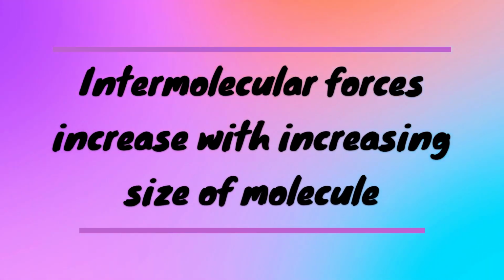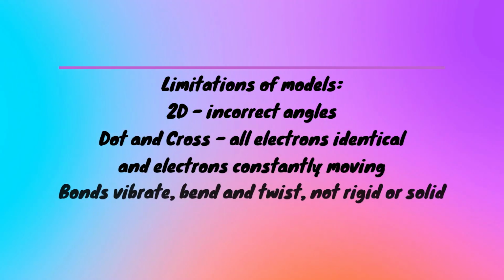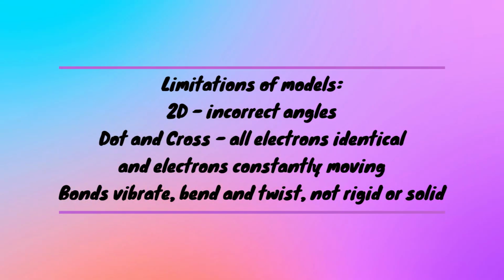And then there's just a note that intermolecular forces increase with increasing size of molecules. Therefore, polymers have high melting and boiling points. The limitations of the models. Most of the models that we use are 2D, which of course is incorrect. Also, our 3D models portray the atom at incorrect angles. Dot and cross diagrams depict electrons as either crosses or dots, but in reality all electrons are identical and are constantly moving. For giant structures, we cannot reflect how many are bonded, and bonds actually vibrate, bend and twist. They are not rigid or solid.